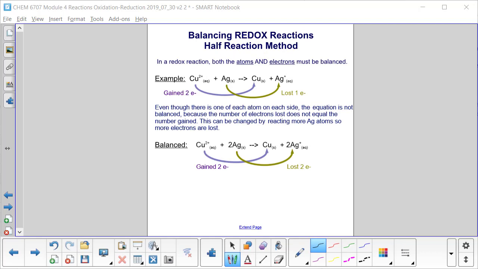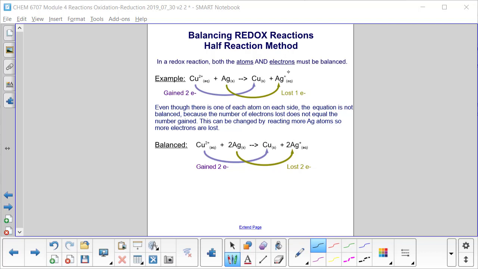All right, let's go over how we balance redox reactions using the half reaction method. In a redox reaction, both the atoms and the electrons must be balanced. So let's look at this example. Let's start with the copper. So we start with copper 2+, and we can see just by following this blue arrow that it gains 2 electrons in order to become a neutrally charged metal here. Silver starts out as a solid and loses 1 electron to become a +1 ion.